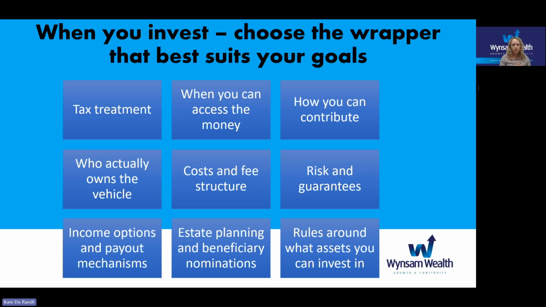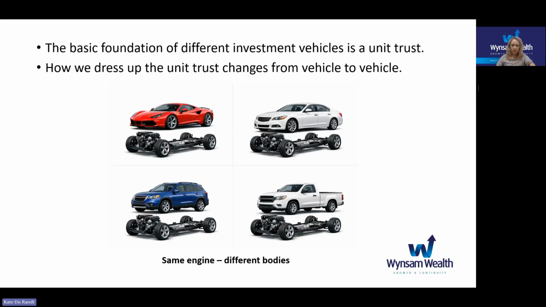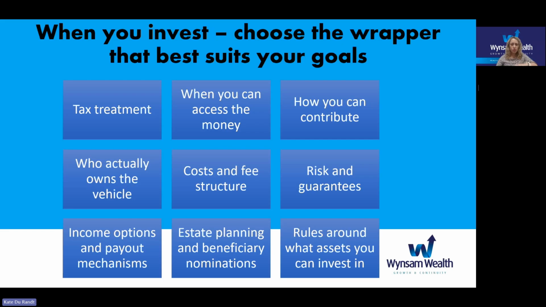So when you invest, you're going to choose the wrapper. So remember, the engine's the same. It's the body, the wrapper, that we change. So you're going to choose the body or the wrapper based on a few different things. It's got to meet the goal of that investment. We're going to think about things like tax treatment. We're going to think about how can we contribute?